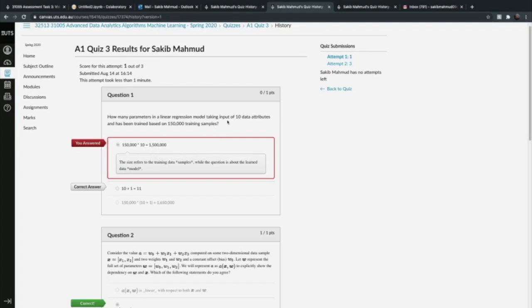So in order to get the parameters, we are adding one more attribute to the regression model, which in this case is the correct answer: 10 plus 1 equals 11. What I did was I considered the amount of samples and multiplied 10 with 150,000, which is incorrect. Yeah, so the correct answer is 10 plus 1 equals 11.